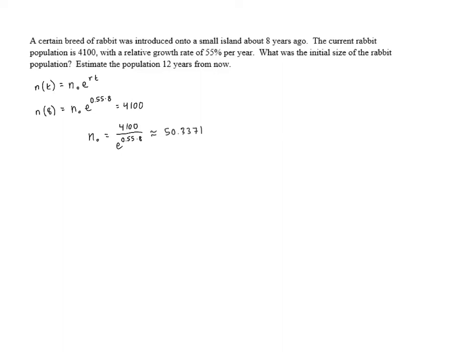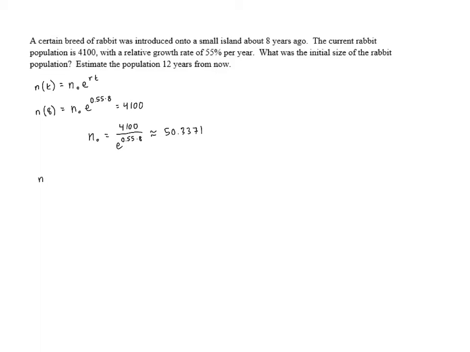50.3371. Now, of course, it's impossible for them to start off with 50.3371 rabbits. However, we're going to keep all of these digits because if we went with 50 or if we went with 51, we wouldn't end up with 4,100. So this might seem a little bit weird, but basically we know that it was about 8 years ago. It might have been just slightly over 8 years ago and they started with 50, or slightly less than 8 years ago and they started with 51. But just for our purposes, we're going to keep these digits to keep the numbers as close to what we expect them to be as possible.